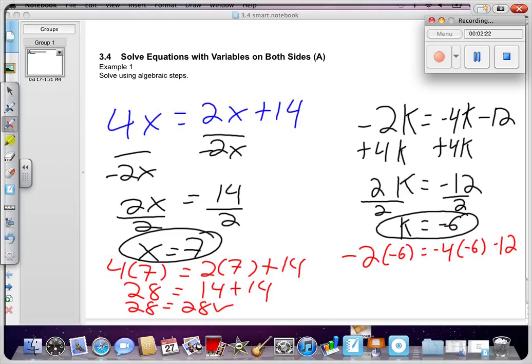How come you added 4 instead of 2? I added the 4 because if I added the 2 to the other side, I would have a 0, which you can feel free to do, but a lot of people drop the 0 and then they can't figure out how to solve the problem. So you can totally add 2k to both sides, but you're left with 0 equals negative 4k minus 2k minus 12. And that confuses some people.